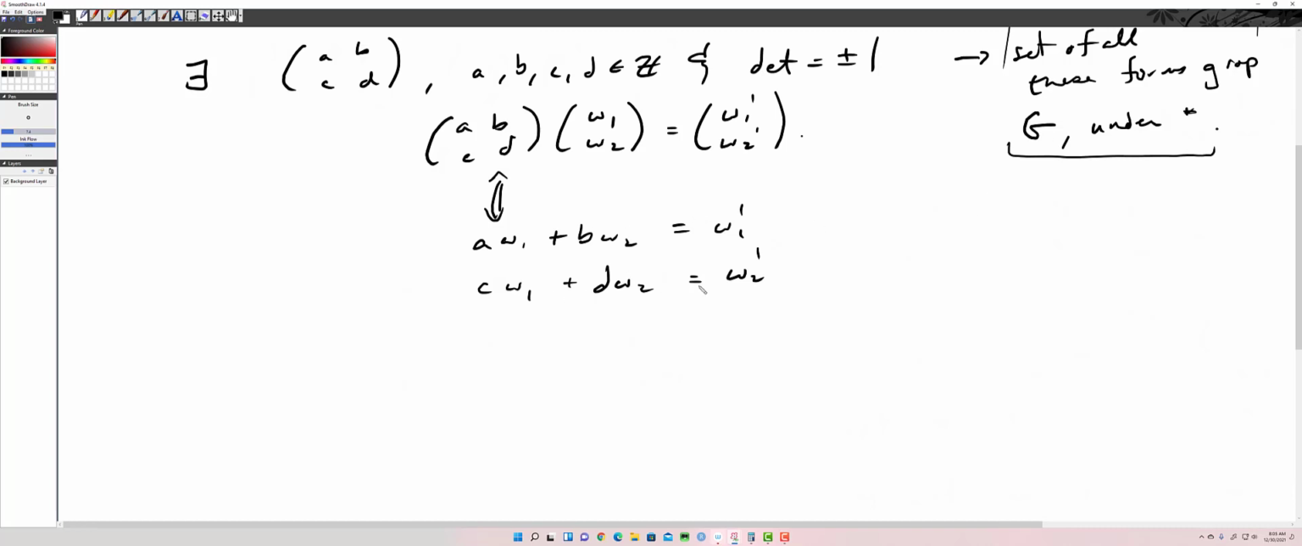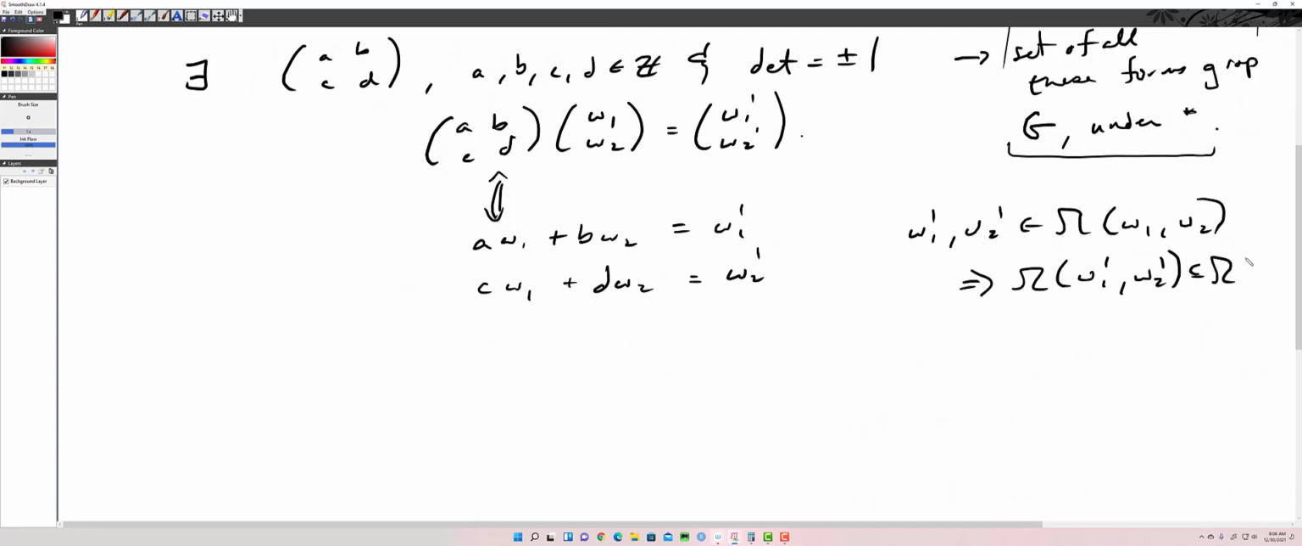I'm trying to decide if I want to or not. But anyway, this is the same thing as saying that omega 1 prime and omega 2 prime are inside this lattice, which is the same thing as saying that omega 1 prime, the lattice generated by these two, is a subset of the lattice generated by these two.